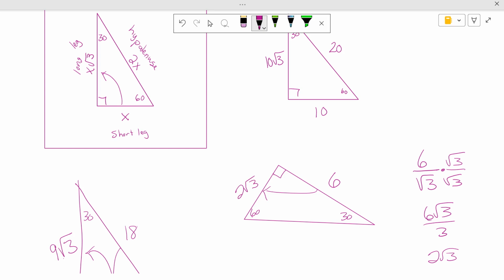How do I get from the short leg to my hypotenuse? Multiply by, look at your formula, multiply by 2. What's 2 times 2? So it's 4 square root of 3 is my hypotenuse.